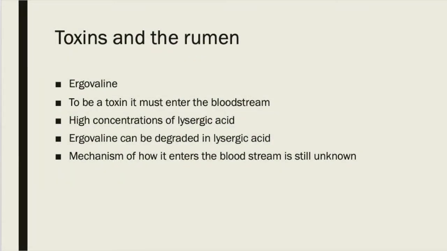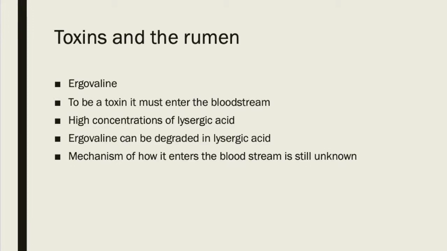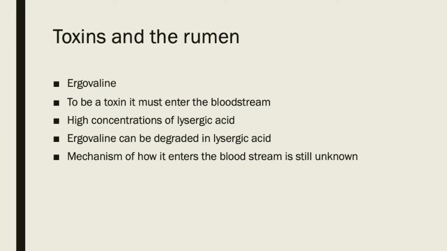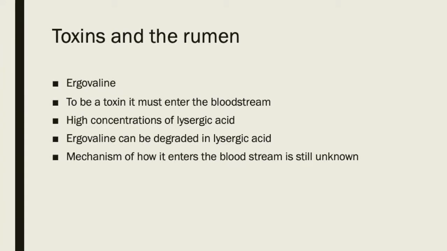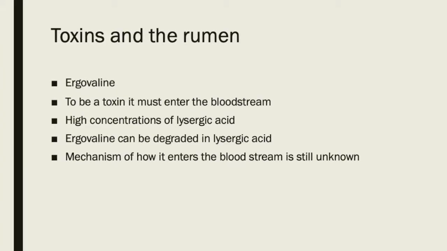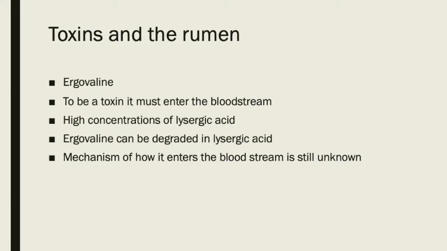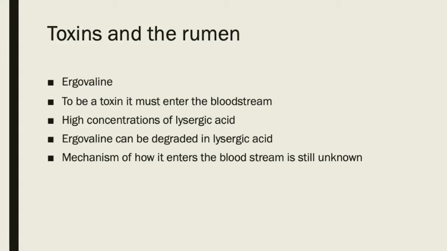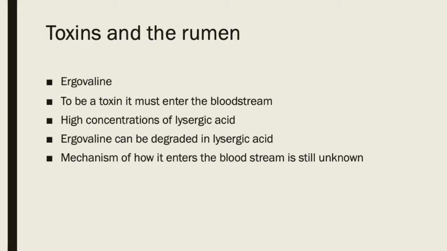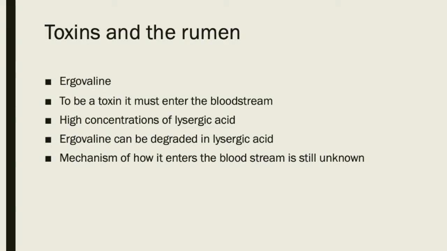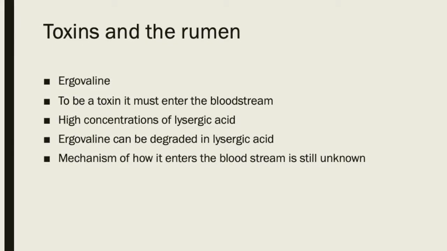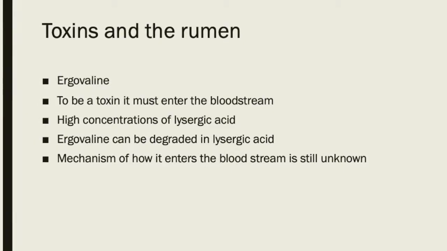So now we're going to be talking about how these toxins affect the rumen. The most common toxin in the infected tall fescue is ergovaline. However, in order to be a toxin, it must enter the bloodstream. But ergovaline is not found within the rumen fluid. So how can it be transported through the rumen wall and into the bloodstream?